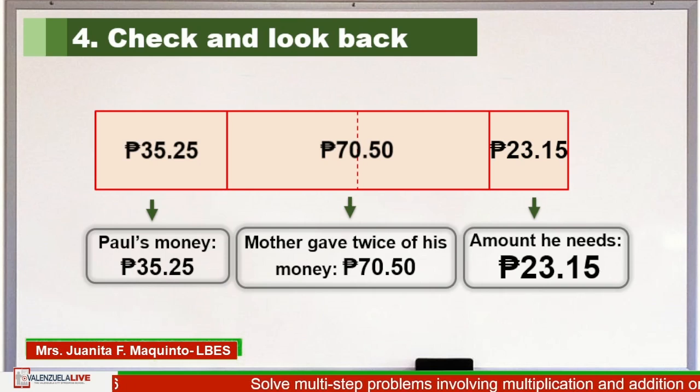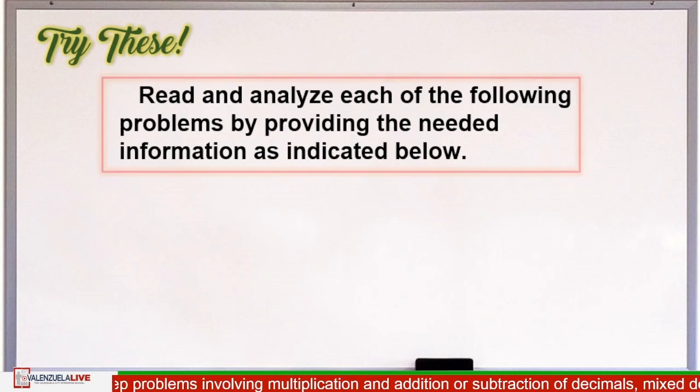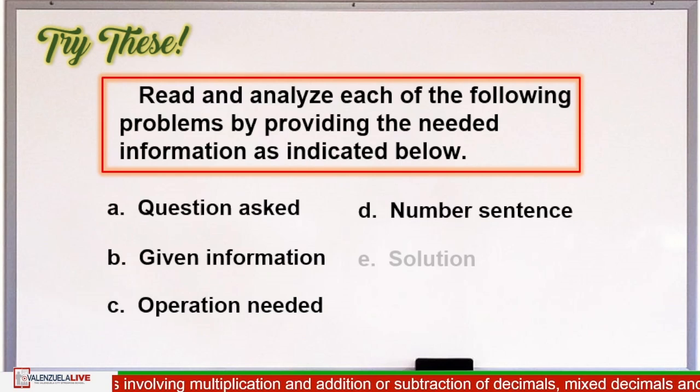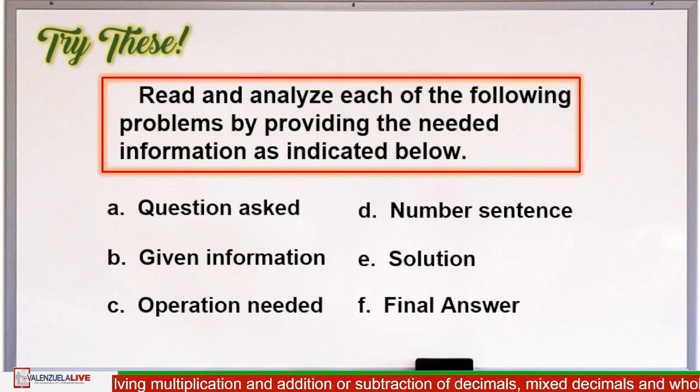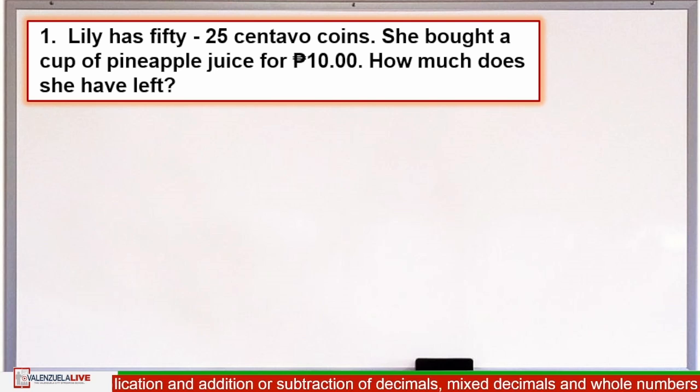To deepen your understanding of solving multi-step problems, let's try these word problems. Read, analyze, and complete the table by providing the needed information as indicated below: question asked, given information, operation needed, number sentence, solution, complete answer. Here is the problem. Lily has fifty 25 centavo coins. She bought a cup of pineapple juice for 10 pesos. How much does she have left?